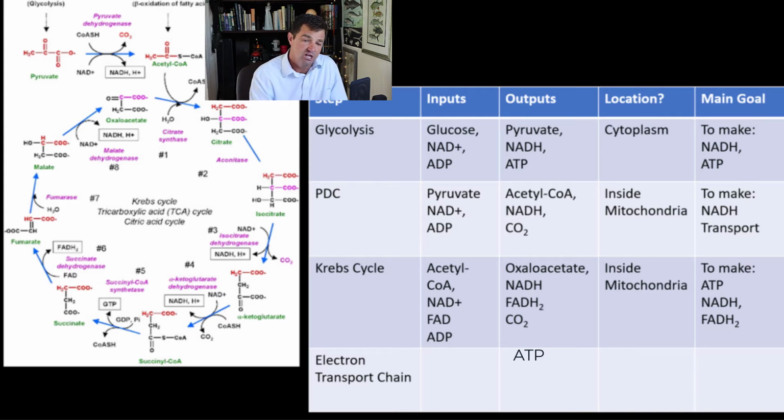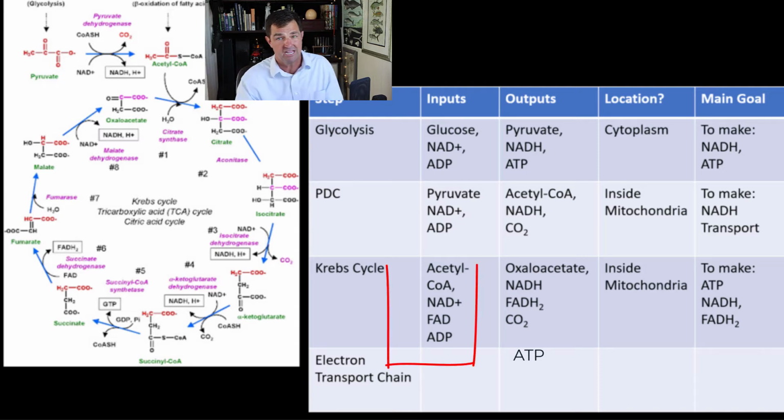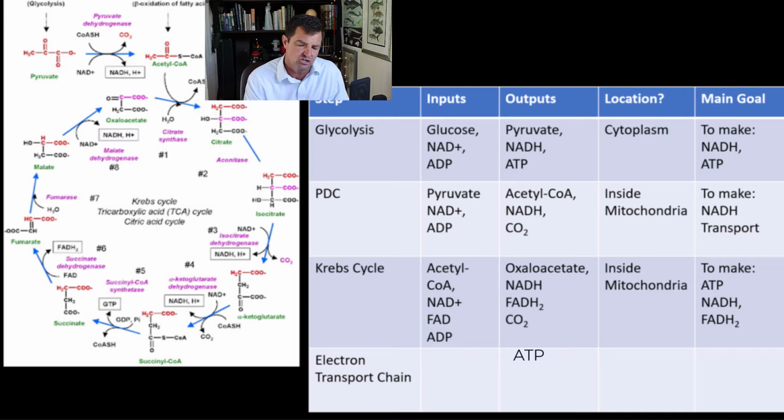So in the Krebs cycle, since we ended with acetyl coenzyme A, that's the first thing coming into the Krebs cycle, or citric acid cycle. Then we're going to take NAD and make NADH out of that. We've done that before. And then you'll notice that we have this FAD and ADP. So we talked about that before, but what is the FAD?